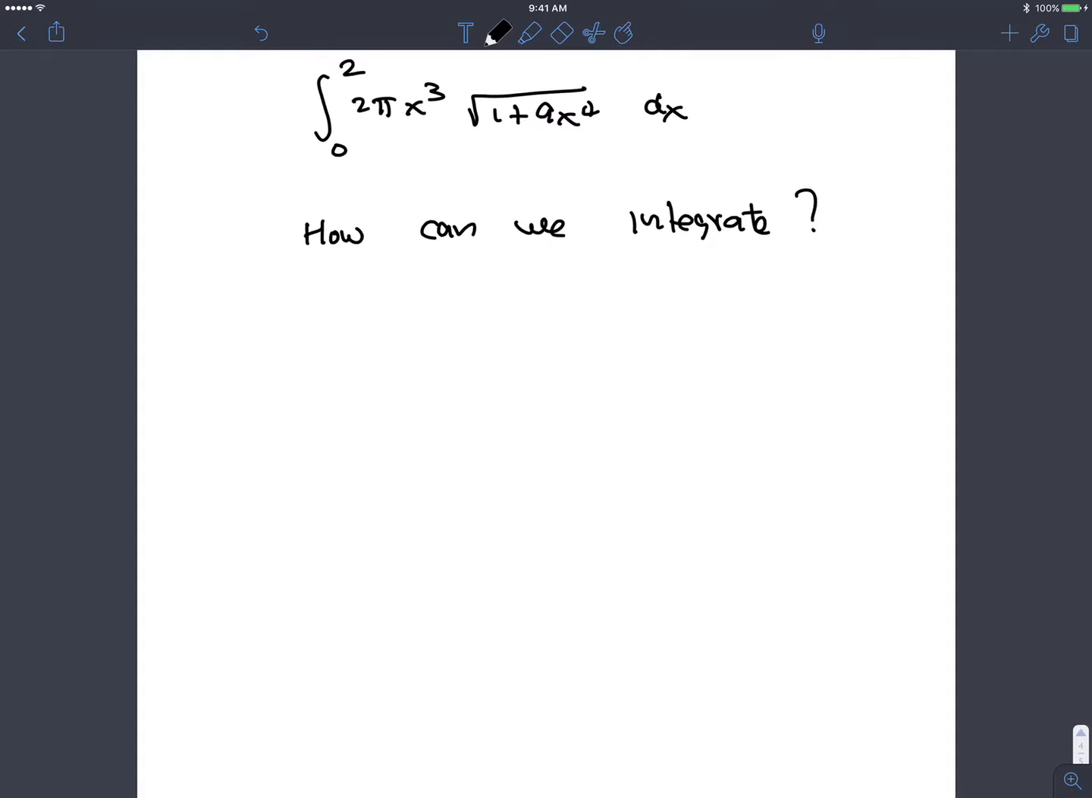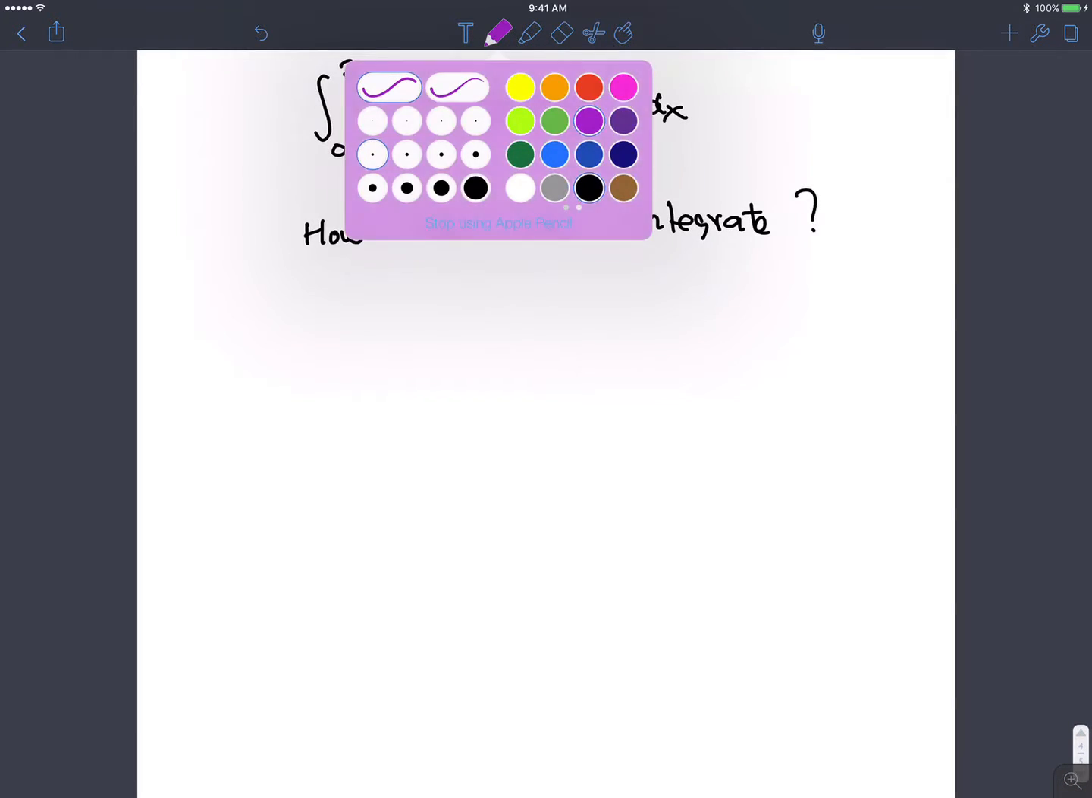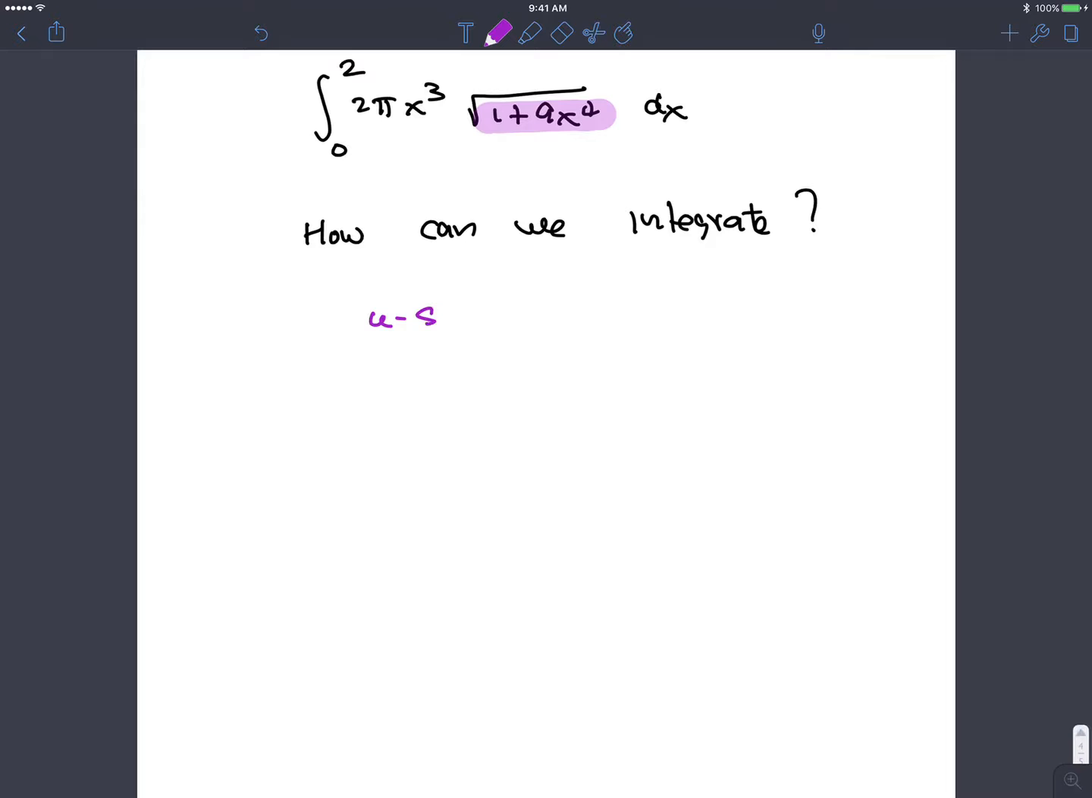How do you integrate this? What method do you guys use for integration? I'd say use what? What are you going to use? Good job. You're going to use u sub. Right? You're going to let u be the whole thing, 1 plus 9x to the 4th power. What's the tip-off that you use u sub?